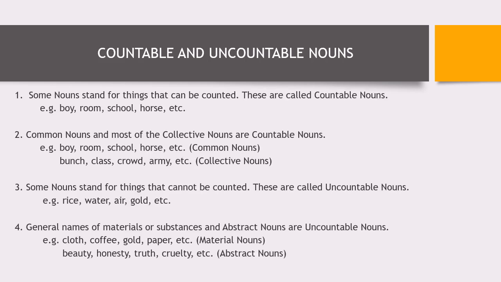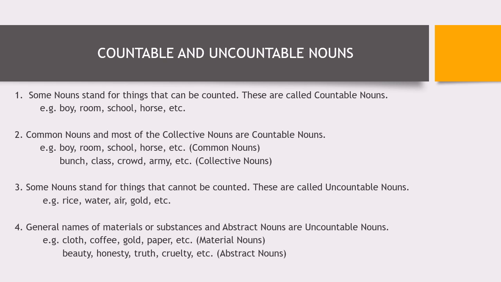Countable and uncountable nouns. 1. Some nouns stand for things that can be counted. These are called countable nouns. For example, boy, room, school, horse, etc. 2. Common nouns, and most of the collective nouns, are countable nouns. For example, boy, room, school, horse, etc. Common nouns. Bunch, class, crowd, army, etc.